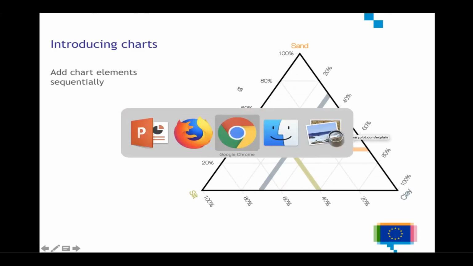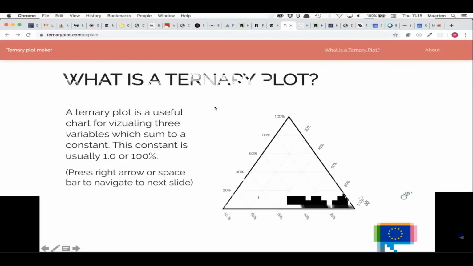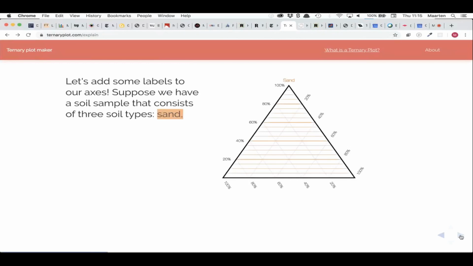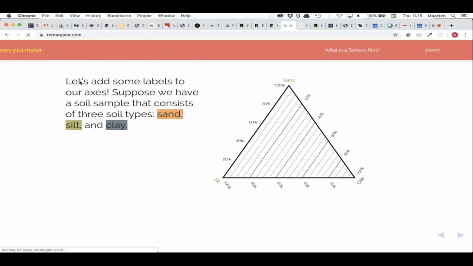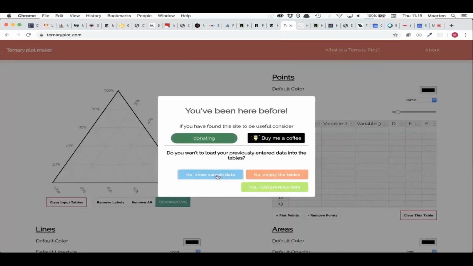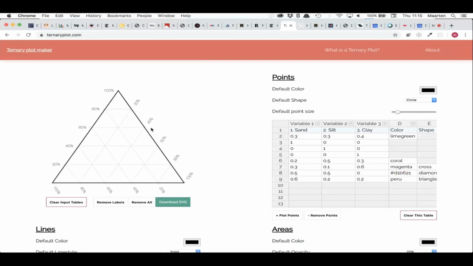Let me briefly show you where this comes from. This comes from a website called Ternary Plot, and an excellent explanation about how this chart works. They also have an interactive tool that you can use to produce these kind of charts. So if you're interested in making this kind of specific chart, then you can use this tool.